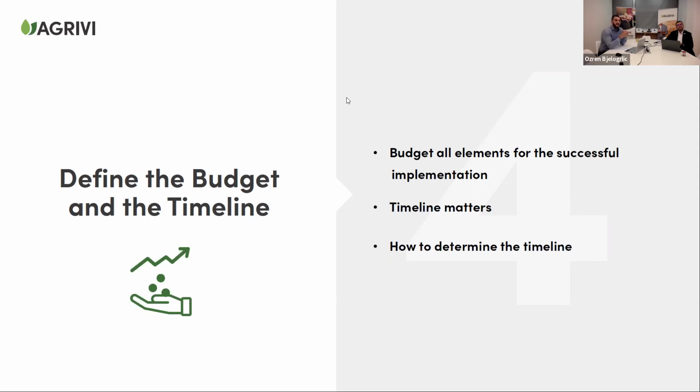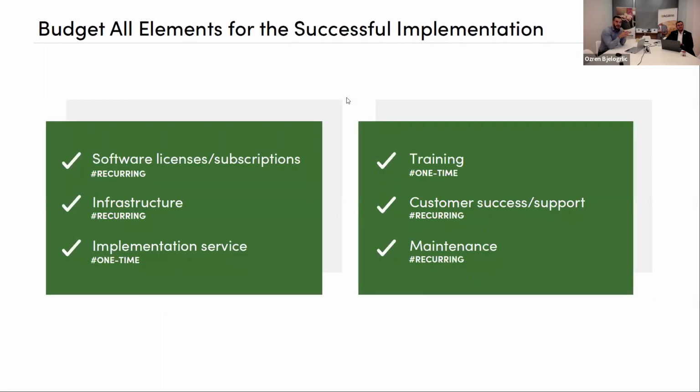But let's go back to budget and elements. Now you can see that we group them in 2 categories, and those will be recurring, as well as the second one, one-time fees. So going from left to right, you should budget for the software licenses or subscription.